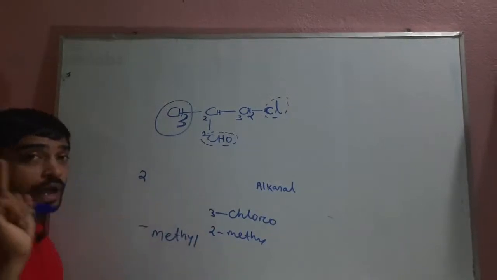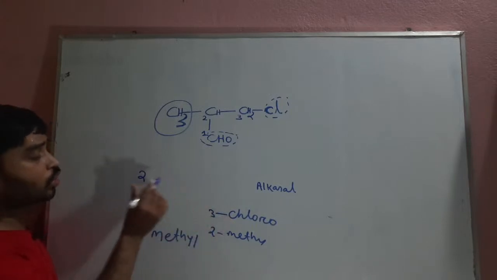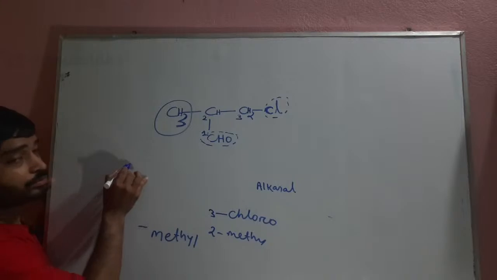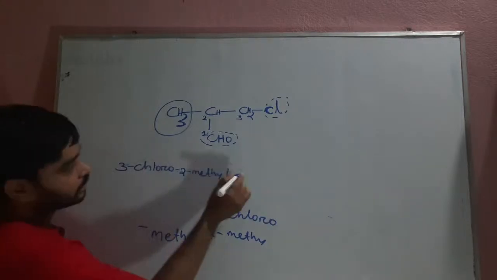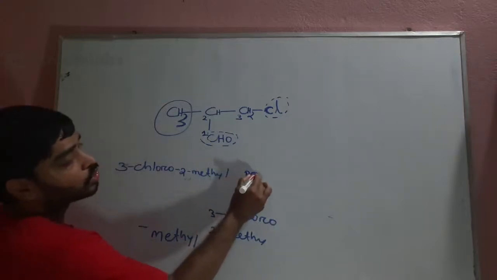But according to the alphabetical rule, that means the alphabet rule will be followed, C comes first, so the position for the substituent groups will be methyl 3. The main carbons are expressed by the term prop, so the name becomes.